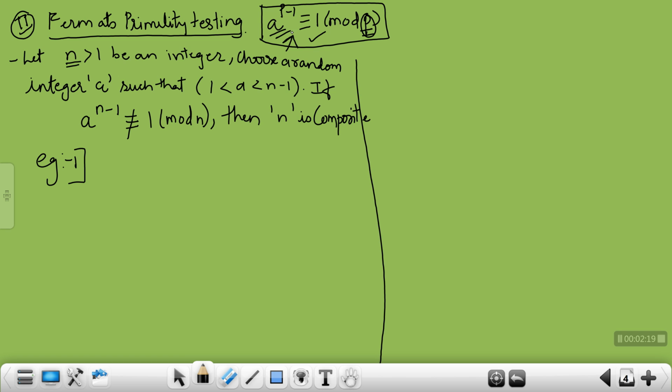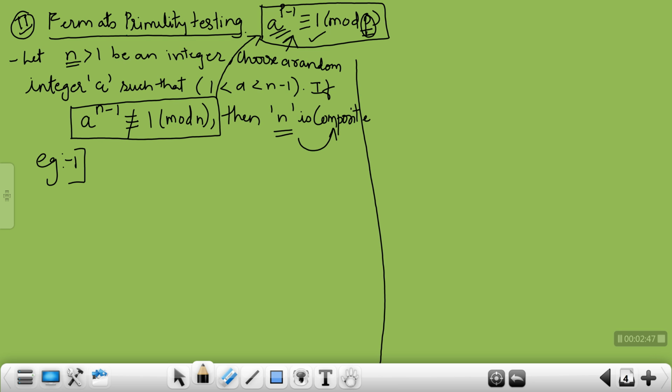Now the condition is: if a raised to n minus 1 is not congruent to 1 mod n, this is exactly opposite to the earlier condition. In place of p, we have taken n. If a raised to n minus 1 is congruent to 1 mod n, it can probably be a prime number. It is not 100% a prime number. But if it is not congruent, then we can say that your n is composite.